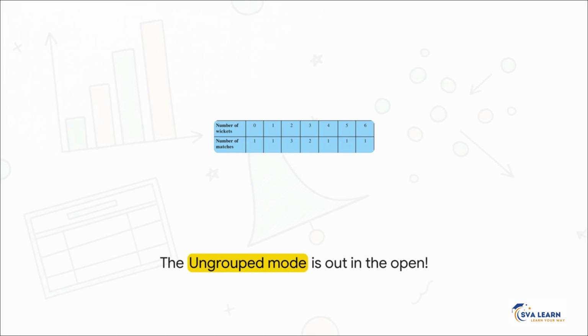Like, if we look at this bowler's wickets across 10 matches, you just scan that bottom row for the highest number of matches, boom, right there, 3 matches. And how many wickets did they take in those 3 matches? Exactly 2. So your clue is out in the open, and the mode is simply 2.